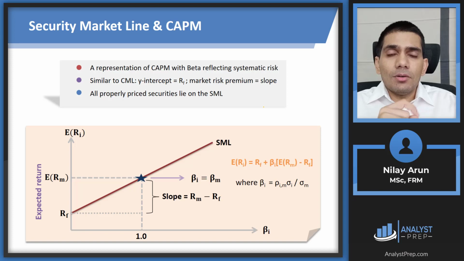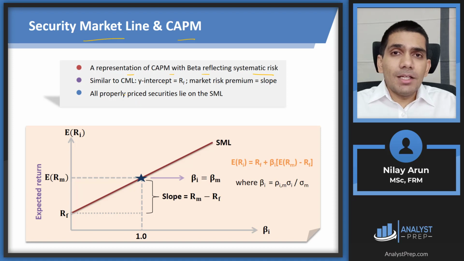The next thing that we look at is the SML, the security market line. Now SML is the final thing in this evolution that we are looking at, and that is also going to give us the formula for CAPM. CAPM is essentially the equation for SML. So it's a representation of CAPM with beta reflecting the systematic risk.